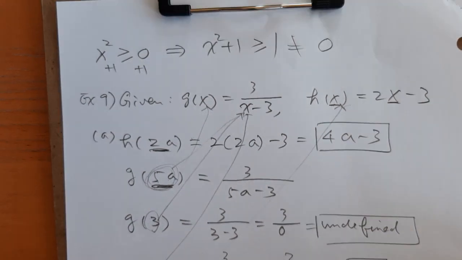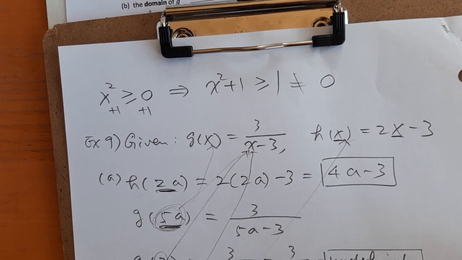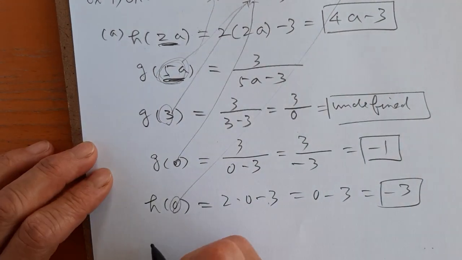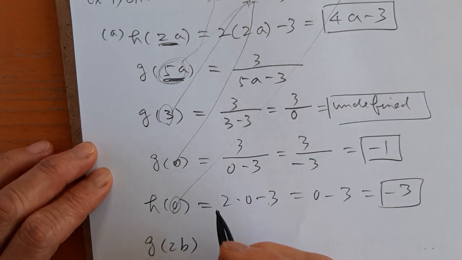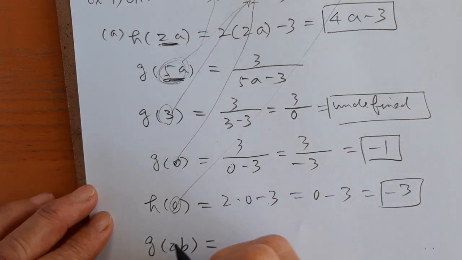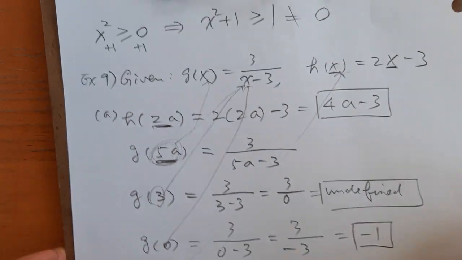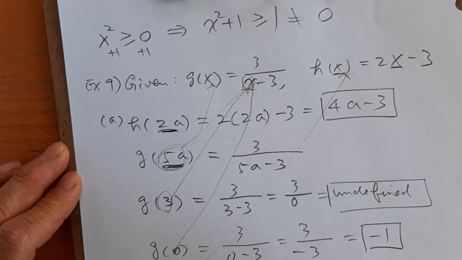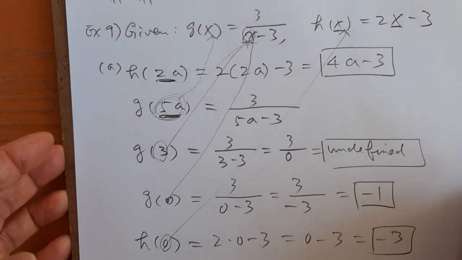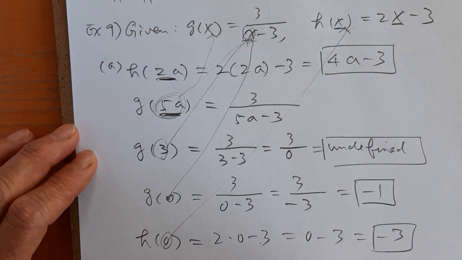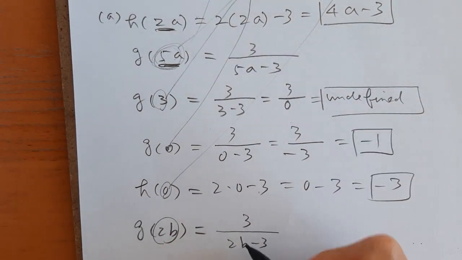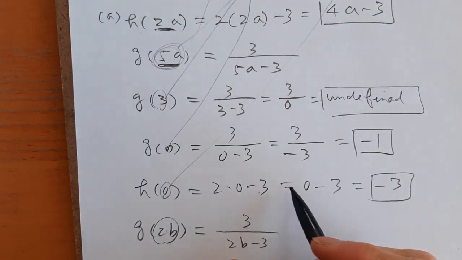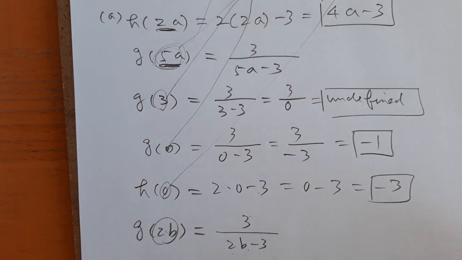h of 0. And find out g of 2b. Find g of 2b. g of 2b is this 2b put in the g function in x. So it's 3 over 2b minus 3. Put this 2b in x. So it's 3 over 2b minus 3.